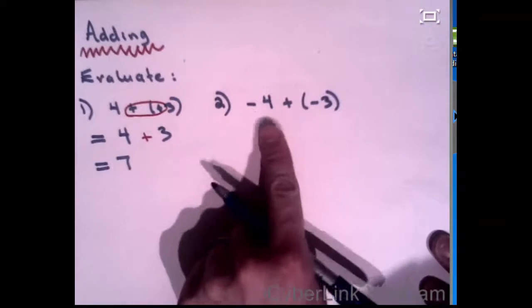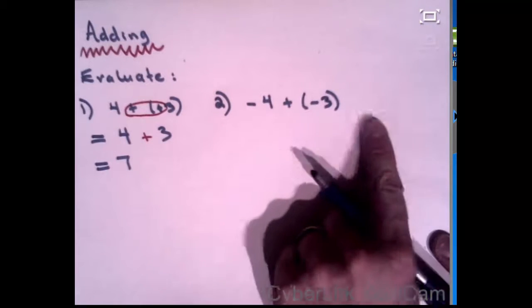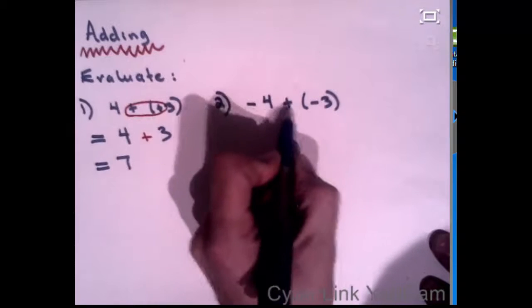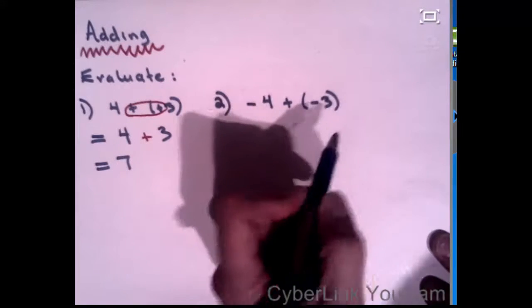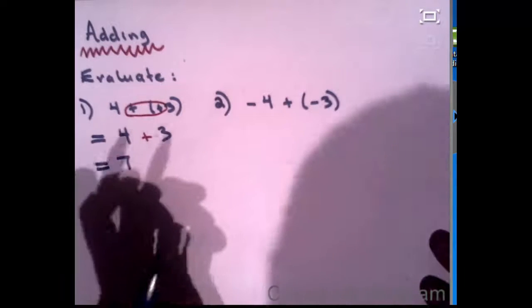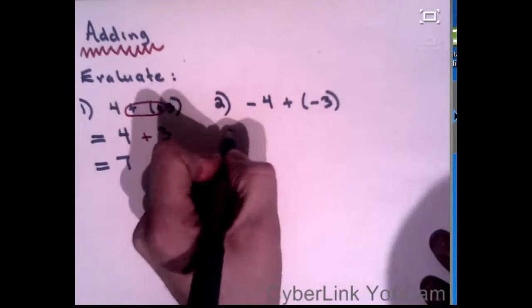Example 2 here, what if you had minus 4 plus minus 3? Think of that as you're down 4 things, and you're going to add on, you're down more, another 3 things. So it's sort of like you're adding on being down more. Okay, and here's how the sign rules work.